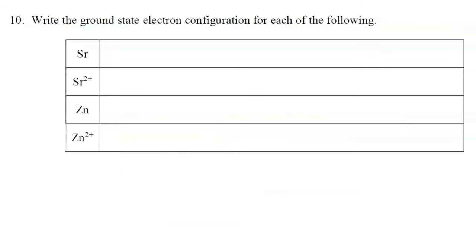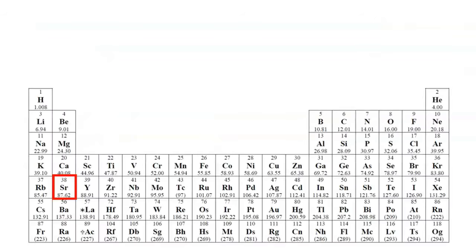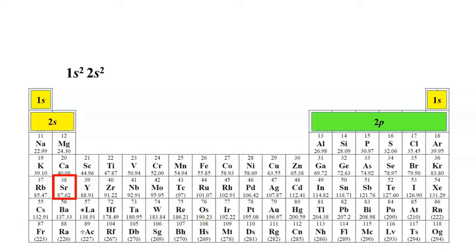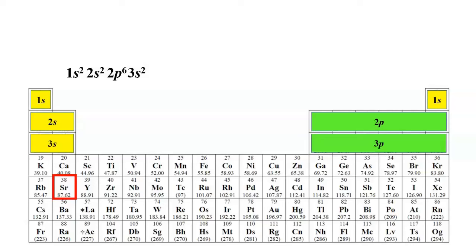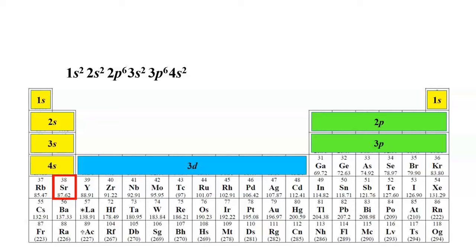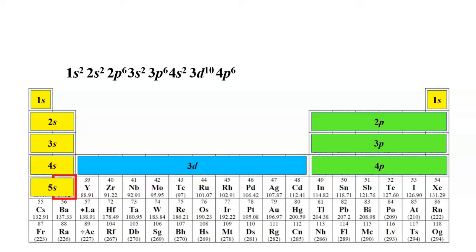So starting with strontium, Sr, atomic number 38, let's see how we can get there. Starting at the top of the periodic table, 1s2, 2s2, 2p6, 3s2, 3p6, 4s2, 3d10, 4p6. Almost done. The last little part would be 5s2, and that is the complete electron configuration for strontium.